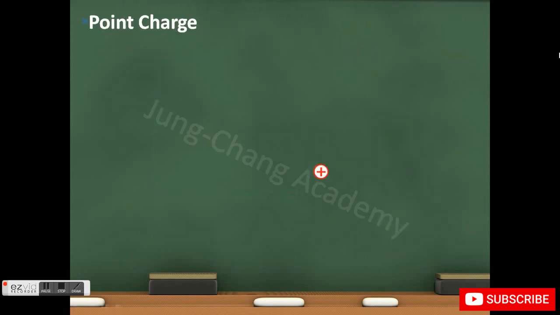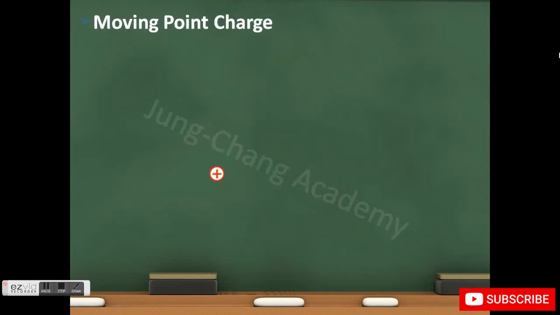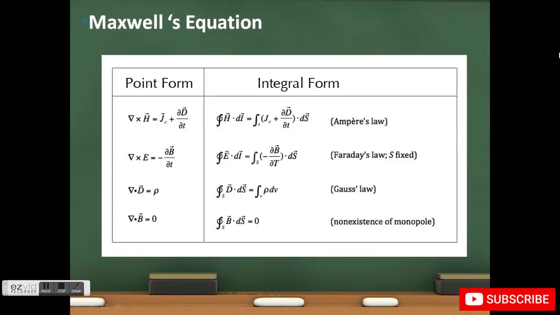So all of that was just for a simple stationary point charge. What happens when you have a plate of electrical charges? How about a moving point charge? How do you analyze this? When you have moving charges, the magnetic fields are also induced, and this is when we need to use Maxwell equations to determine the electric and magnetic fields.